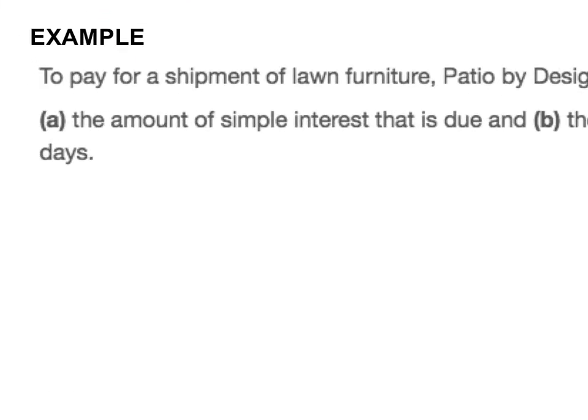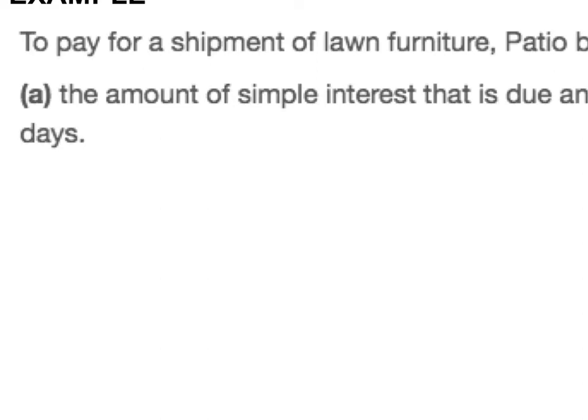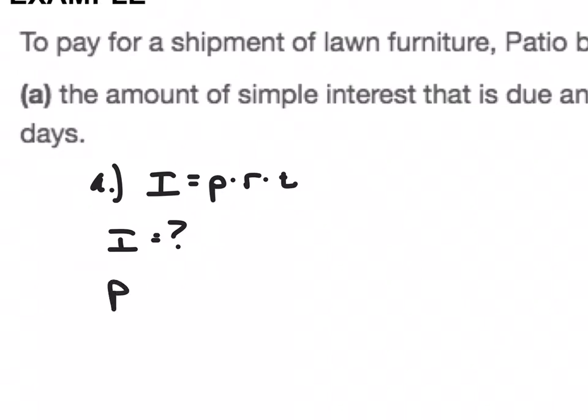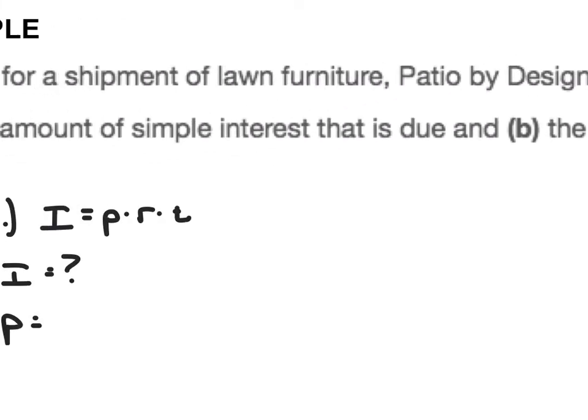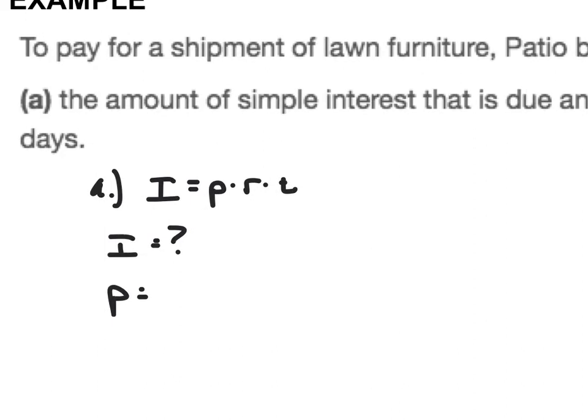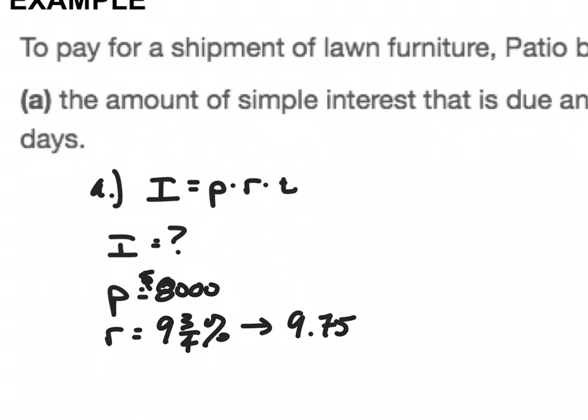So let's first figure out what A is. Let's figure out what this initial amount of interest is. So in A, I is equal to P times R times T. The interest, we have no idea what that is. The initial principal was $8,000. And then your rate is equal to 9 3/4%. And 3/4 is really just 0.75, so you can write this as 9.75%, which as a decimal would be 0.0975. And then your time is 60 days.